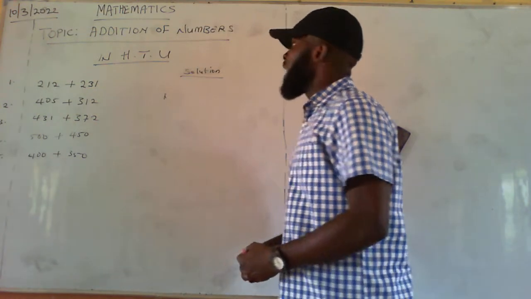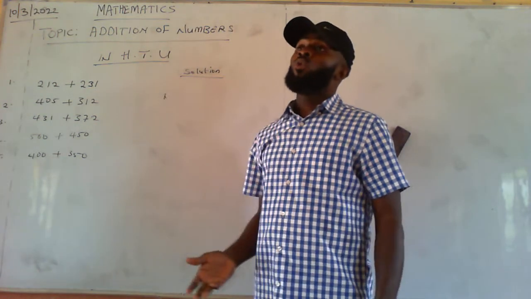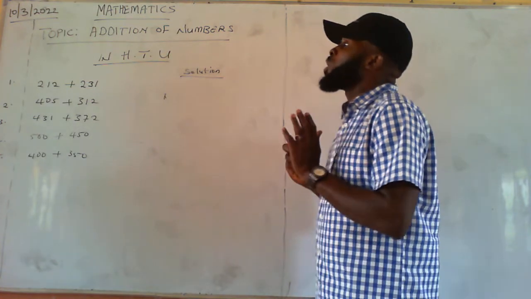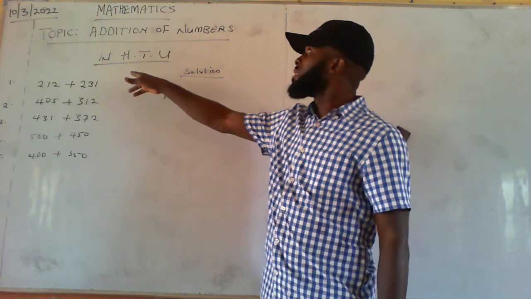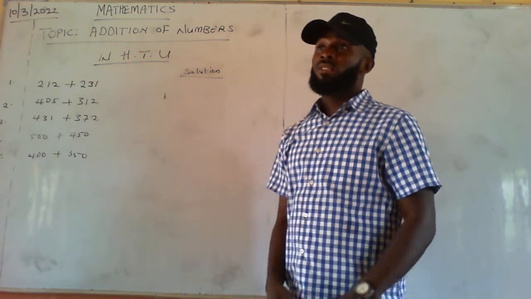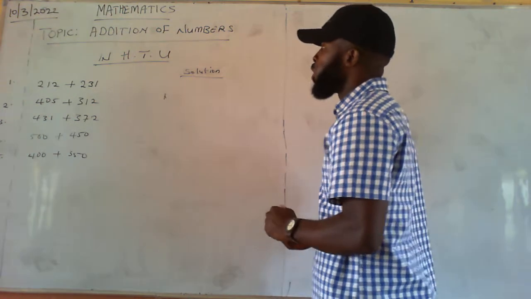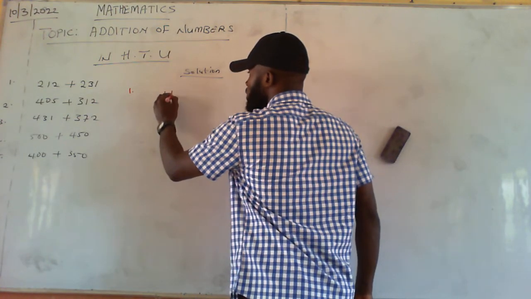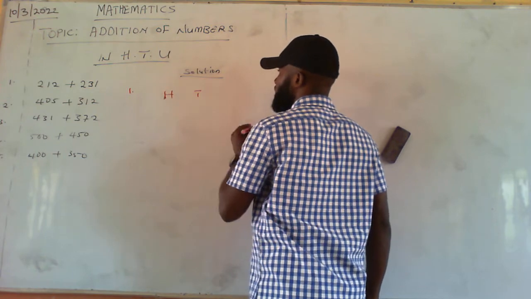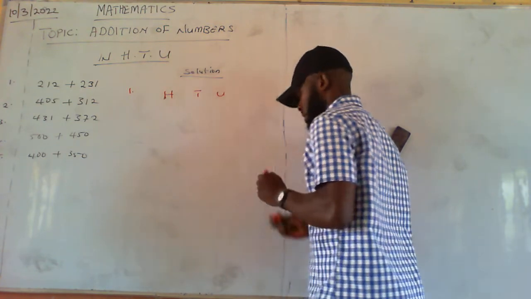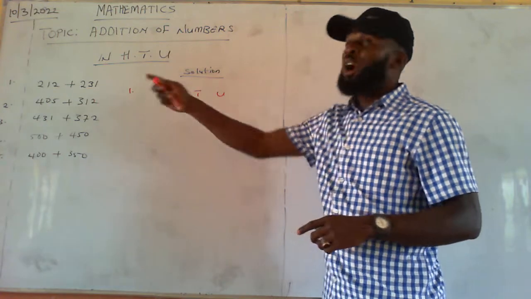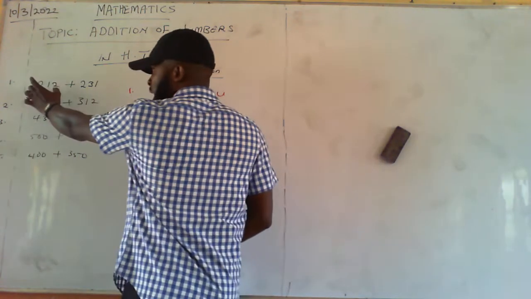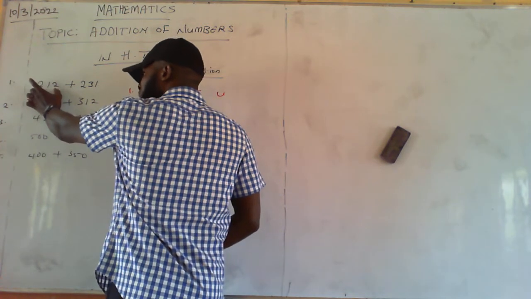So if we have something like this, we all know that all of them are written in 100, so what you have to use is your 100, tens, and units. The first thing you will do for question 1 is you get your 100, tens, and units. So how do I arrange them? What comes first? This one comes first.